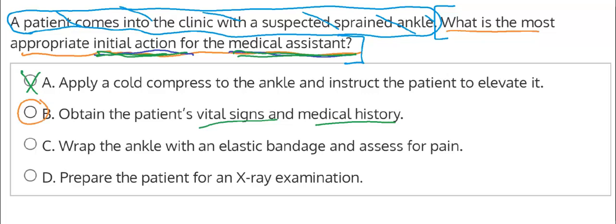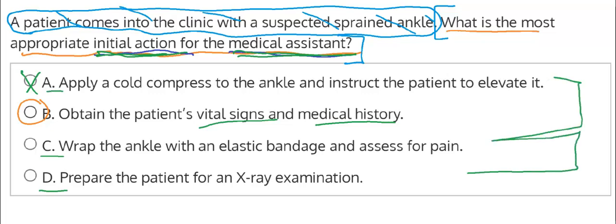Option C states to wrap the ankle with an elastic bandage and assess for pain. And option D states prepare the patient for an x-ray examination. So actually option C, option D, and option A are all stating the same thing and are all incorrect for the same reason: all of these are medical interventions that will be determined by the provider and are not the responsibility of the medical assistant.